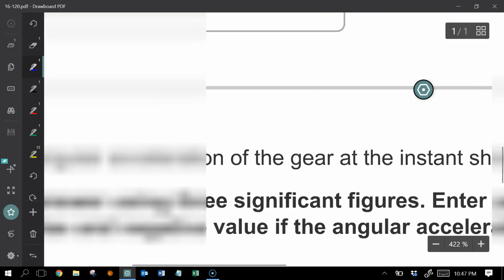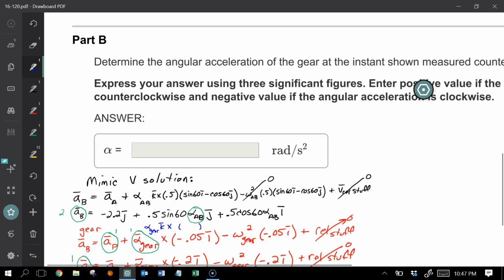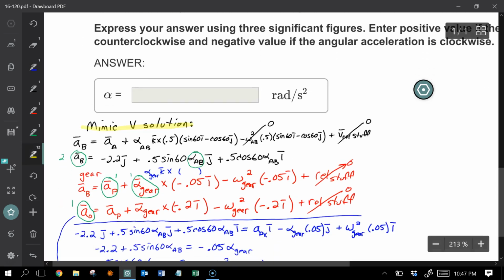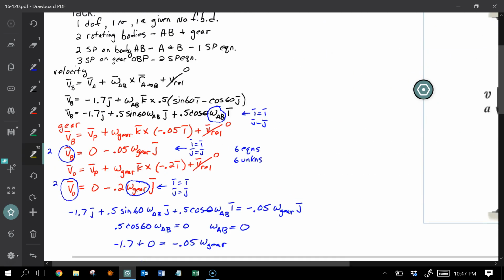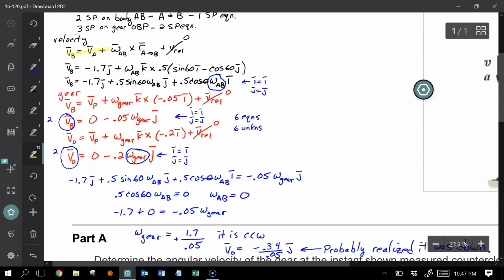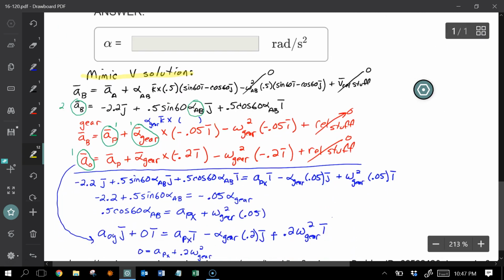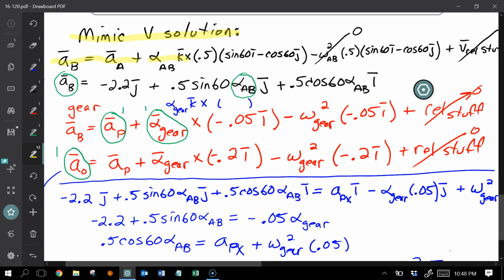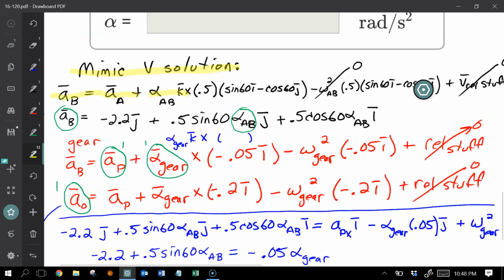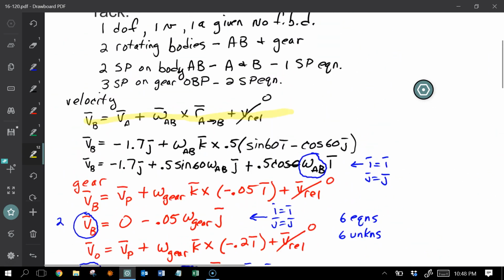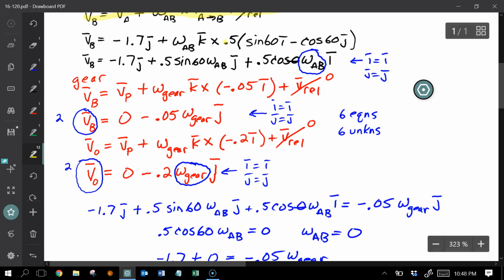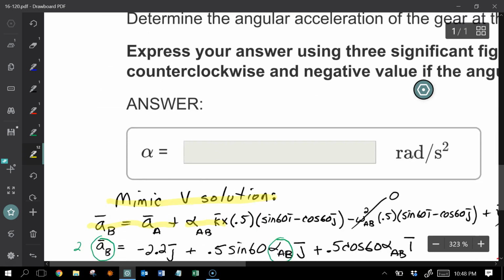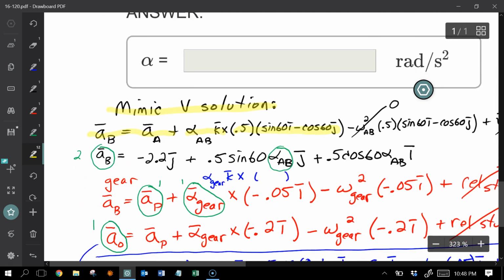Okay, so now to do the acceleration, we're going to mimic the velocity solution. Okay, so if you look back up here, what did you do for the velocity? You did a between B and A. So I'm going to go between B and A. Acceleration of B equals acceleration of A plus alpha. Instead of omega, it's alpha. I don't know what direction it is, so I'm going to put it in as a positive k, so I'm assuming it's going counterclockwise. Cross R, if you notice, the R is exactly the same R as it was before. Right here, 0.5 sine of 60, negative cosine of 60, okay?